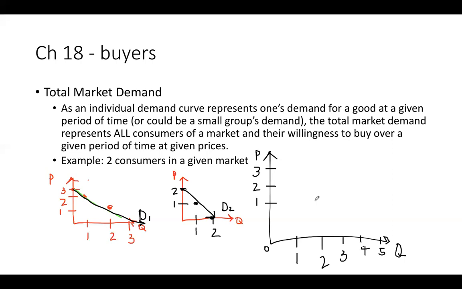Okay, now that we have both curves drawn, I'm going to do an example for 2 consumers in a given market. So to find the total market demand when we have 2 consumers, our goal is to find this total market demand, we add together both individuals' demands, their demand functions. So here I've drawn out 2 demand schedules.